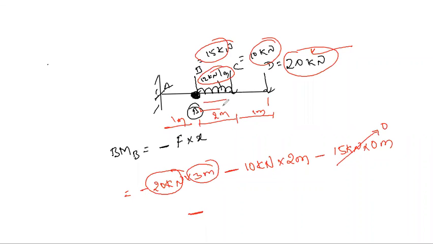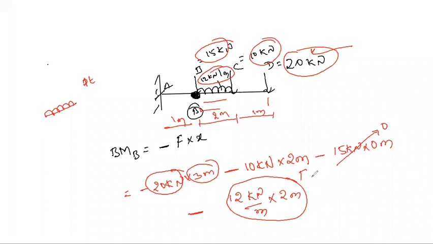Whenever you are considering the UDL, make sure that first the given UDL should be converted into a point load. To convert it into a point load, what we need to do? We need to multiply with the length. What is the intensity of load? 12 kilonewton per meter. This is the intensity, into the distance of 2 meter. Now, this is nothing but your force, force into distance, right?